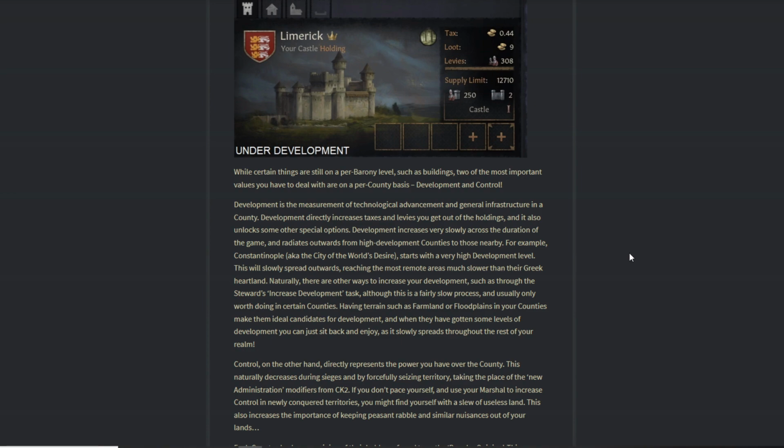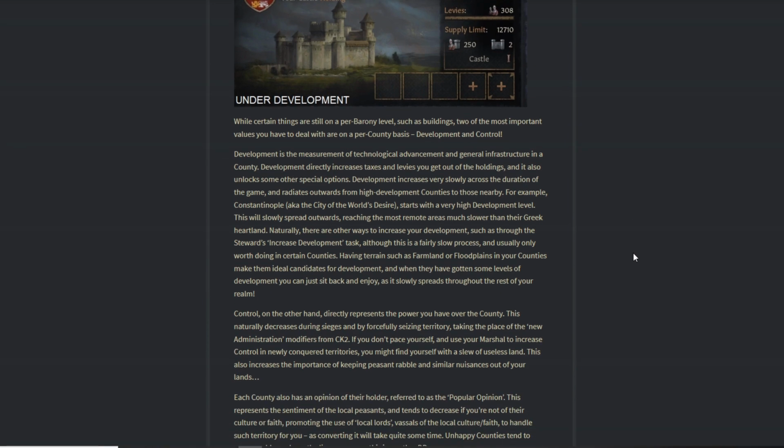Development is the measurement of technological advancement and general infrastructure in a county. Development directly increases taxes and levies you get out of the holdings, and it also unlocks some other special options. Development increases very slowly across the duration of the game, and radiates outwards from high development counties to those nearby. For example, Constantinople, the city of the world's desire, starts with a very high development level. This will slowly spread outwards, good for the Greeks.